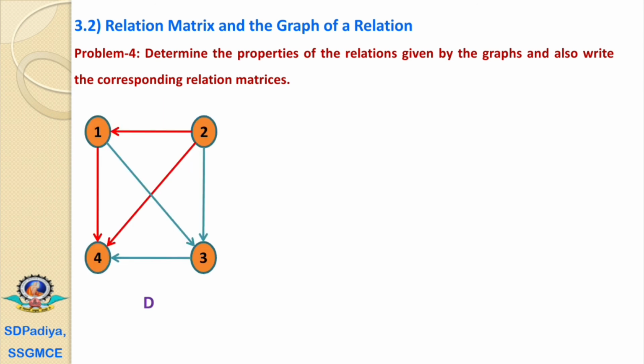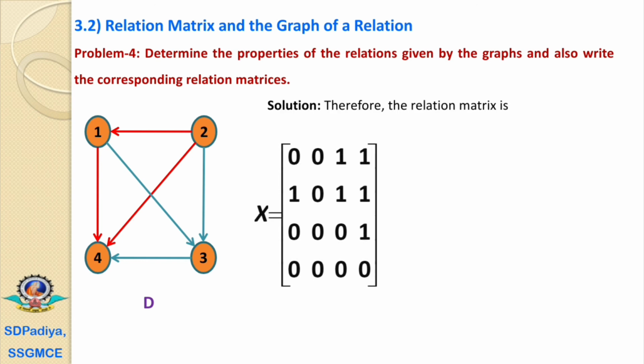The last, we have the 4 nodes 1, 2, 3, 4. Therefore, in a matrix, the order is 4 by 4. The 1 not having the relation with itself, that is 0. That 1 not having the relation with 2, that is 0. Relation from 1 to 3, that's why it is 1. There is a relation from 1 to 4, that's why it is 1.